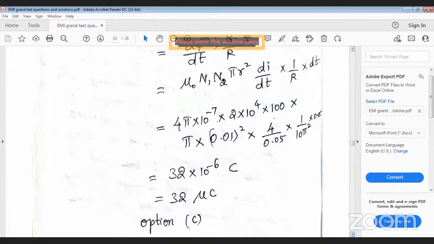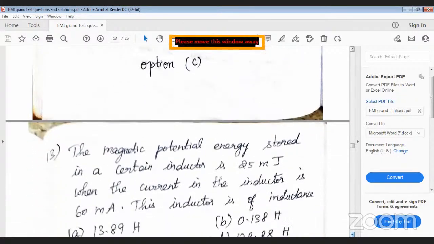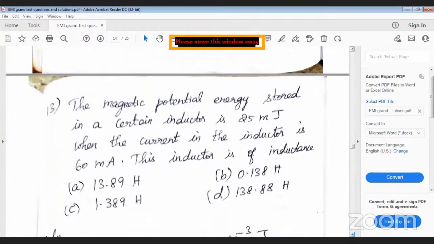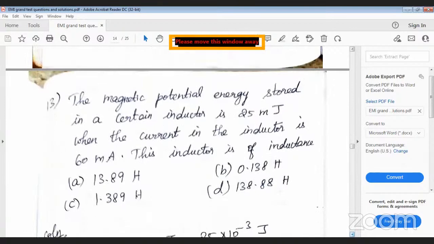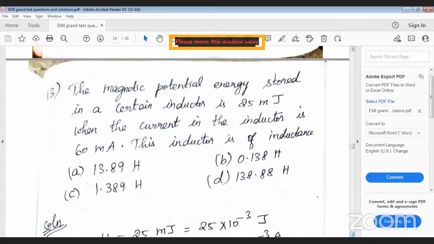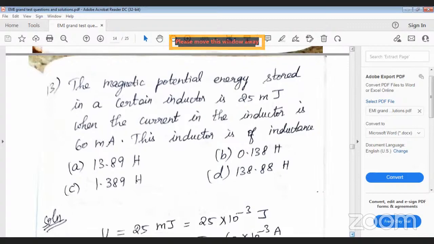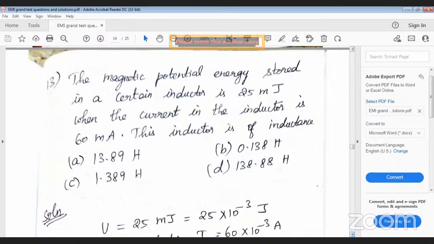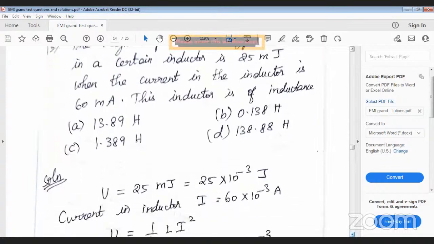32 microcoulomb is option C. And now we are going to move on to question number 13. The magnetic potential energy stored in a certain inductor is 25 millijoules when the current in the inductor is 60 milliampere. This inductor is of inductance. You have 4 options and you have been given magnetic potential energy stored in a certain inductor, that is 25 millijoules. And what is the value of inductance?